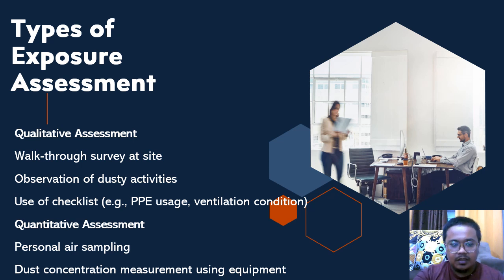Firstly, qualitative assessment is a basic method used to evaluate hazards without measurement. This includes a walkthrough survey at the workplace, observing dusty activities, and using checklists. For example, we can check if workers are using PPE or not, if there is proper ventilation, or check the ventilation condition.